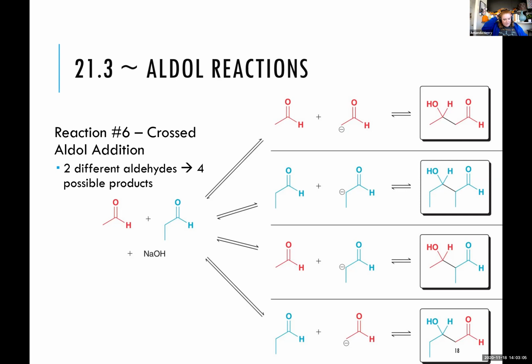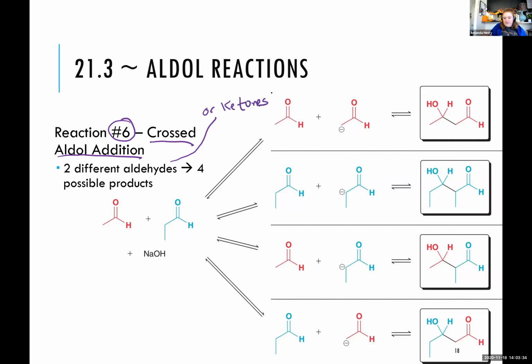So we talked about aldol reactions on Monday, and we did aldol addition and aldol condensation, and where we're at now are crossed aldol. So number 6, crossed aldol, and it does have 2 different aldehydes, and just like we talked about on Monday, this could be ketones.